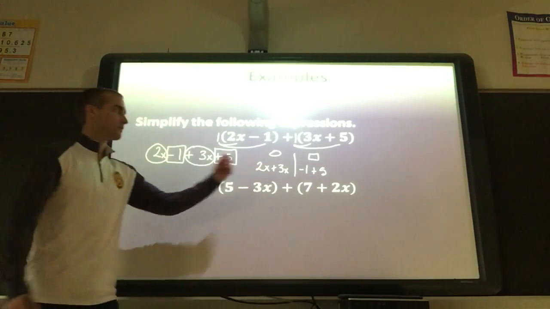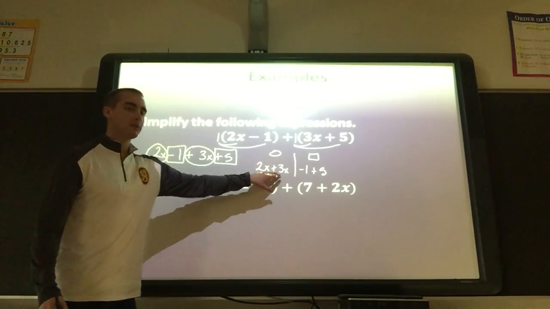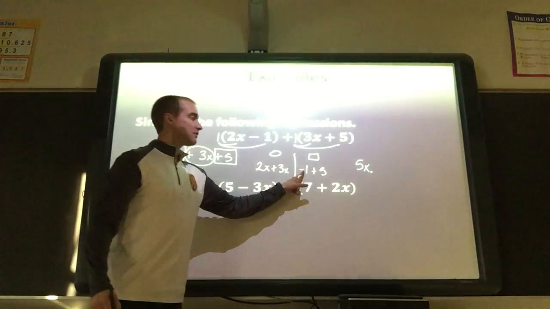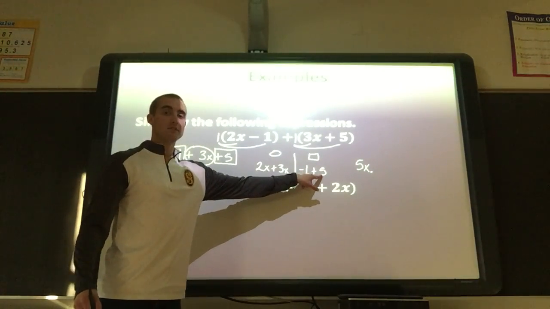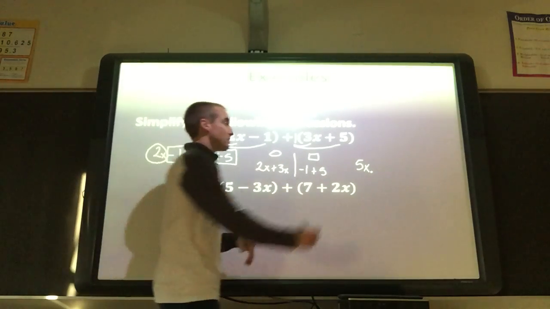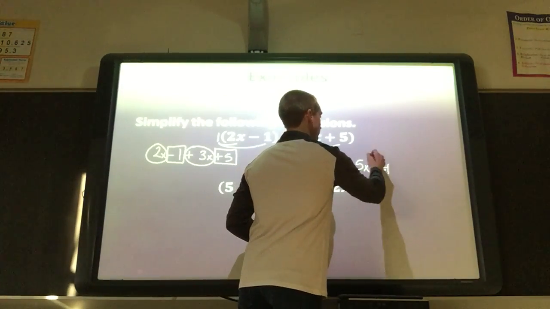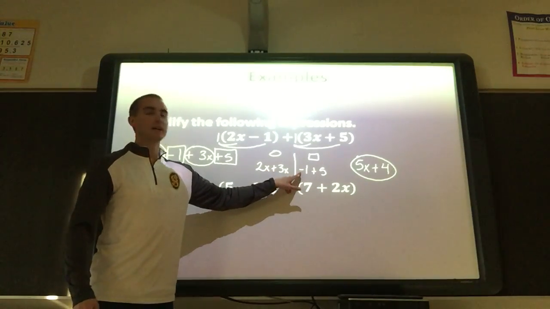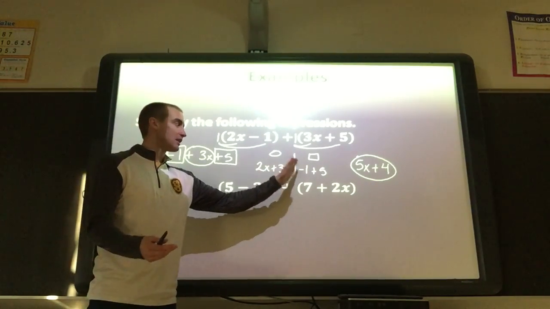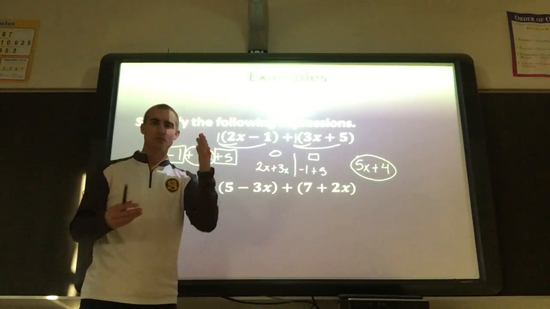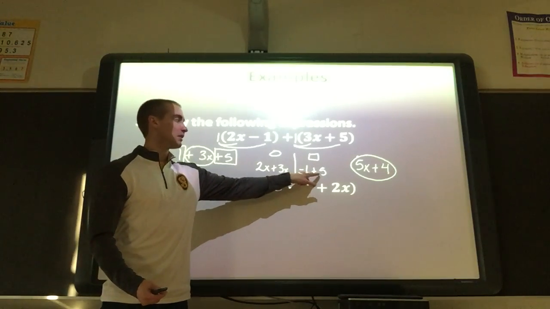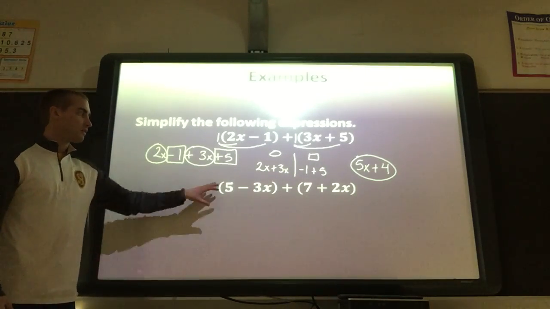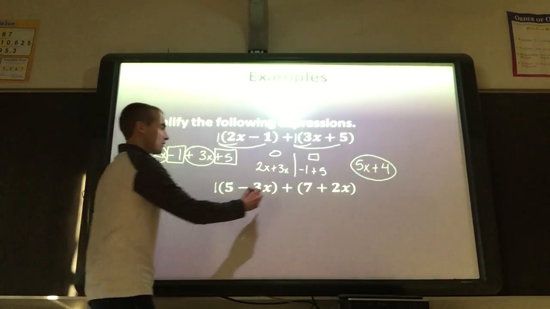All right, so then we simplify. We've got our like terms. 2x plus 3x would be 5x. And then negative 1 plus positive 5 is positive 4. So it's going to be plus 4. So notice we don't do 1 plus 5 and then put a minus sign. We treat this as a negative 1 because that line kind of separates it. So this would be negative 1 plus 5, which would be positive 4. So 5x plus 4.